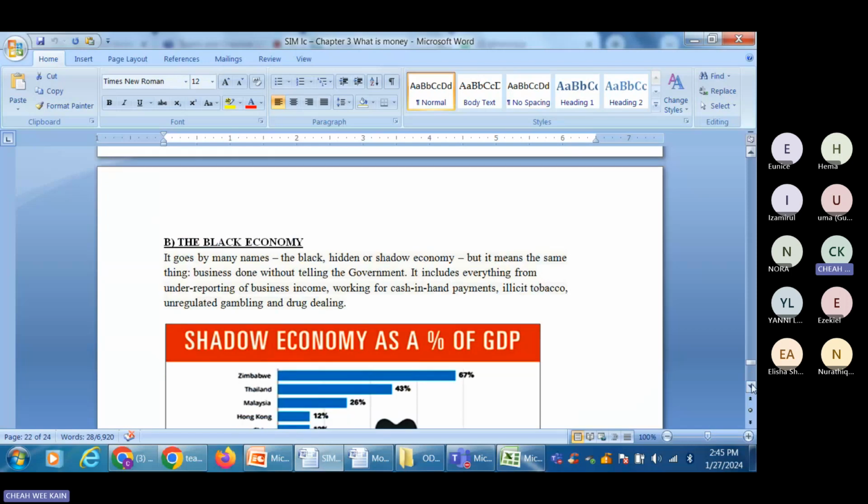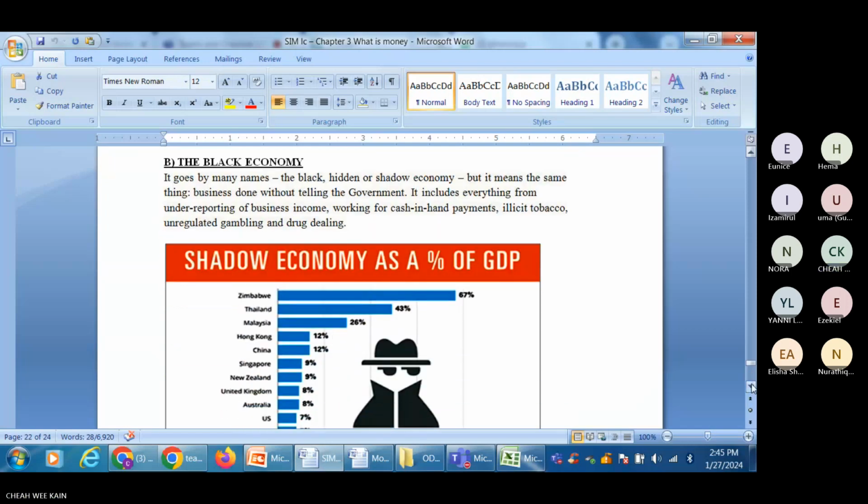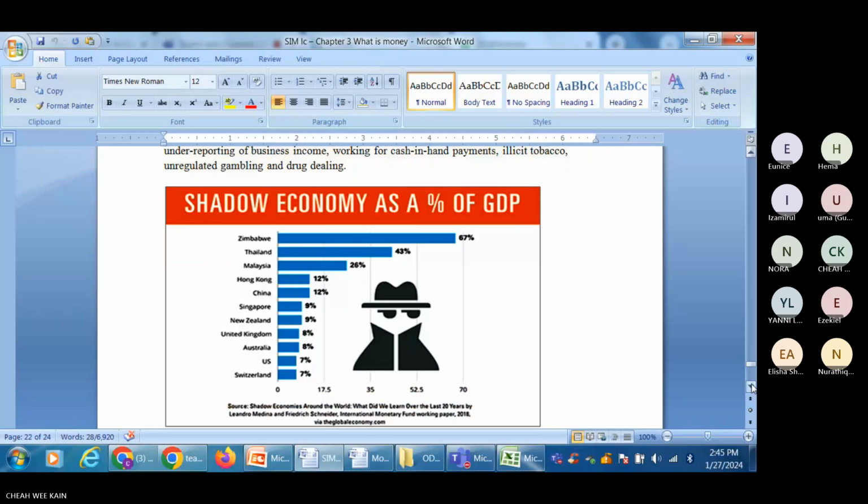Okay, I want to talk about the black economy. Black economy, or sometimes we use the word shadow, means it's not controlled by the government. Let's say, for example, you go and buy things in a supermarket, let's say Giant. Giant will record your sales and report them to the government, and then they'll pay tax on the profit.